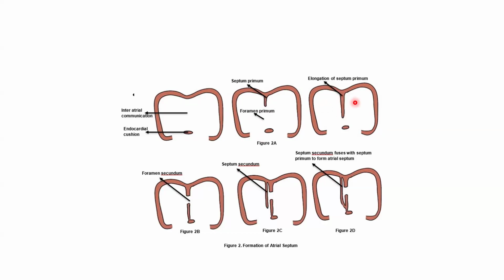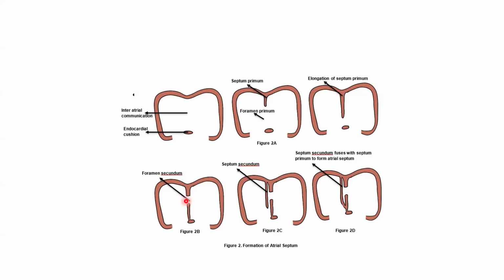So cell necrosis occurs within the septum, causing perforations within it to allow some blood to flow from the right to the left. And so that leaves a room within the original septum primum. But the septum primum continues to grow until it reaches the endocardial tissue here. But it is left with a hole in this portion, and that hole is what we call the foramen secundum.